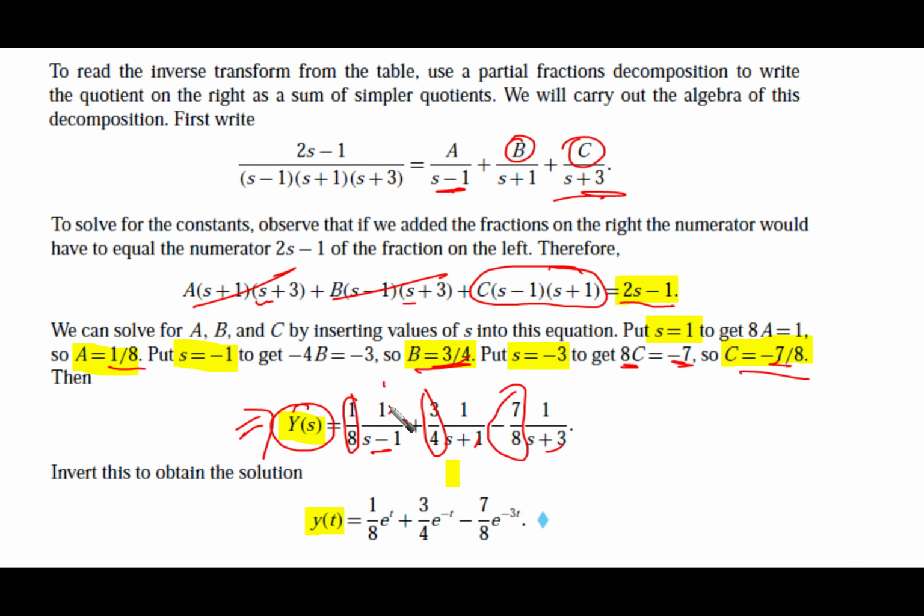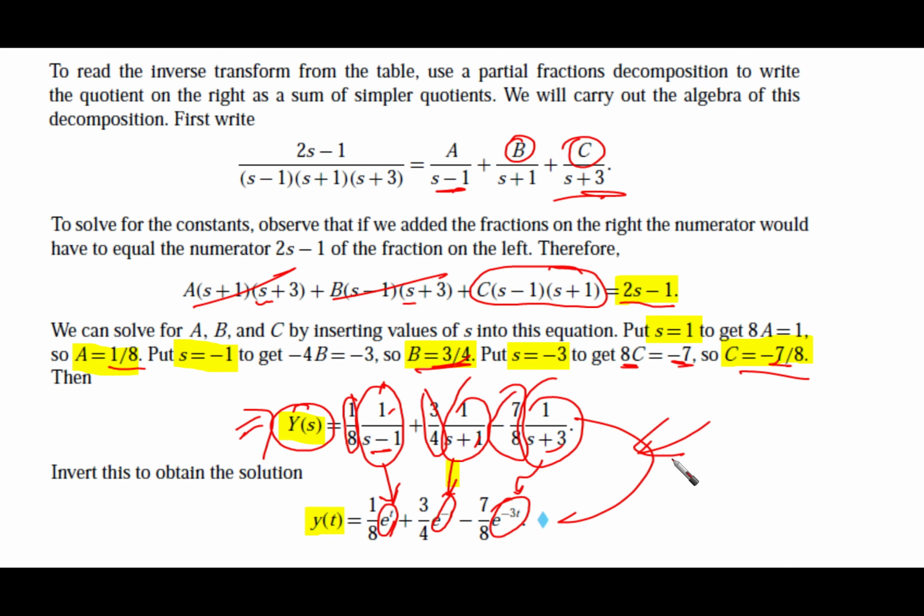Now it's very easy for us. Now look at this, 1 over s minus 1. From the table we can obtain it. Yes, e to the power t. And this is 1 over s plus 1. It is going to be e to minus t. And this is 1 over s plus 3. It is going to be e to minus 3t. Okay, now we have solved this because this is the inverse. We're taking the inverse of this equation. This means that the capital Y is going to be lowercase y, and this is the solution of our equation.